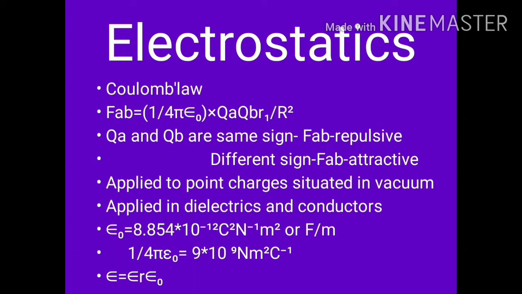Epsilon naught equals 8.854 times 10 to the power minus 12 C square N power minus 1 m square, or farad per meter. 1 divided by 4 pi epsilon naught equals 9 times 10 power 9 N m square C power minus 1. Epsilon equals epsilon or epsilon naught.